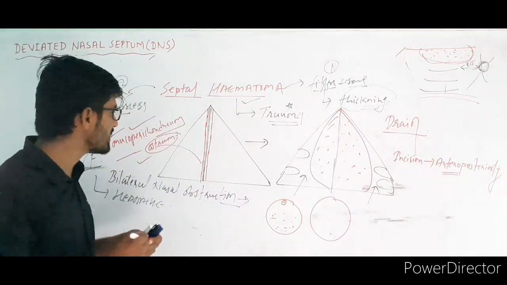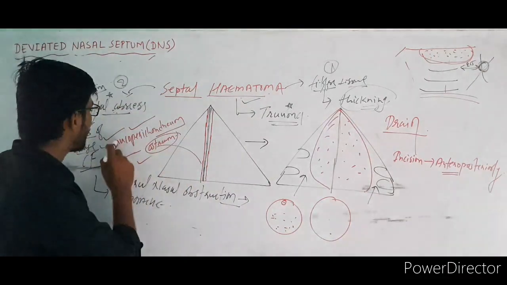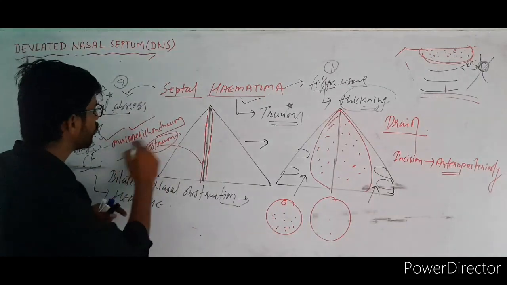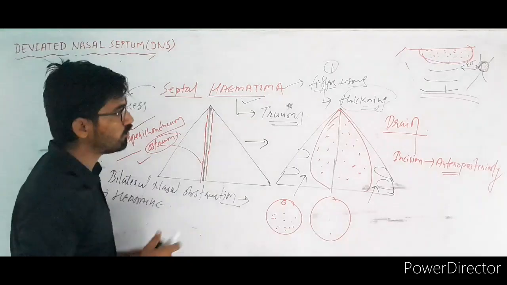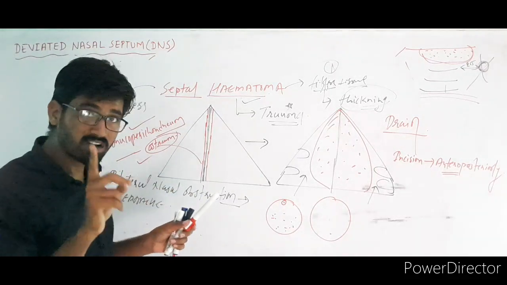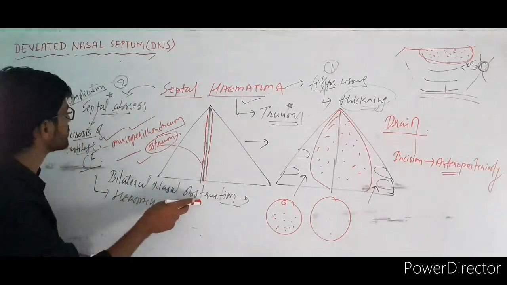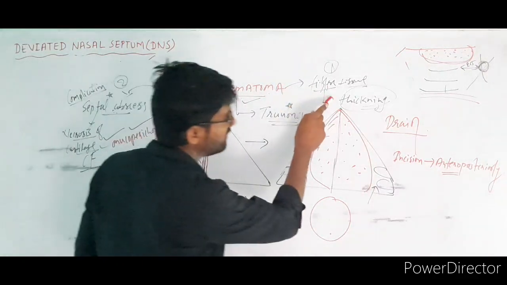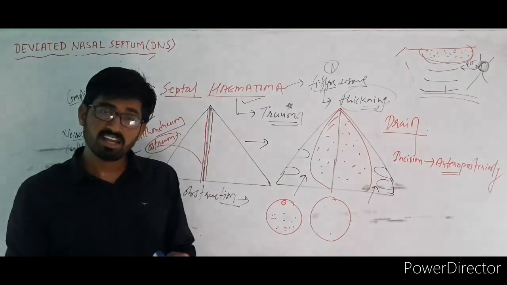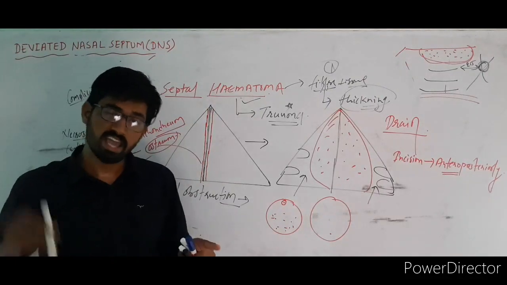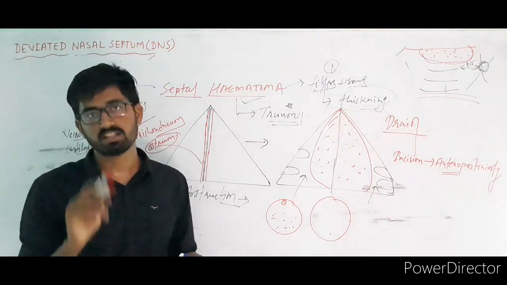Septal hematoma is nothing but a collection of blood under or between the mucoperichondrium or mucoperiosteum, right? So what will be the patient's complaint? Bilateral nasal obstruction. The complications we have covered, and this is the draining. Wherever in our body there is blood collection, it has to be drained. Okay, these things you have to remember.